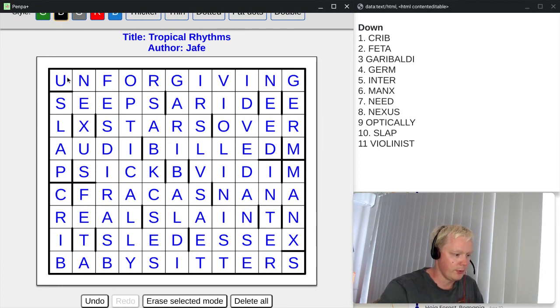So let's go through all the acrosses. Unforgiving was a word. Seeps is a word. Arid. Stars is a word. Over. Audi. Build. Sick. And VD. And in fact, we don't even need the VD, because if we get here and we only see actual words, these are going to be symmetrical, so we don't need to go through them.